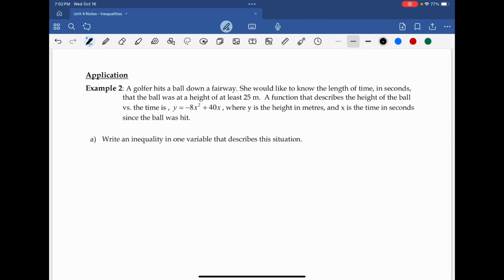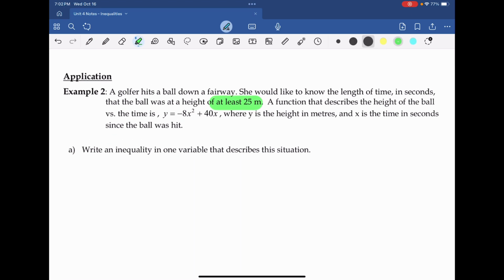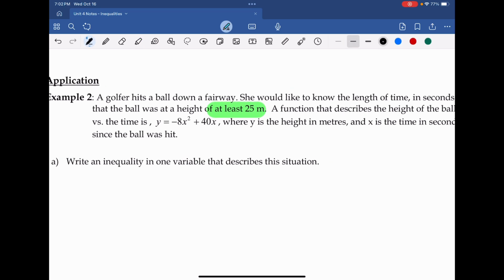Let's suppose we were given this problem. A golfer hits a ball down the fairway, and she would like to know the length of time in seconds that the golf ball was at a height of at least 25. This is where we should highlight this information. As soon as you see key terminology like that, especially in the inequalities unit, I want you to arrow down to this and say, when they use the keyword at least, this means we must be talking about where it's greater than or equal to, because at least means 25 is the bare minimum she's looking for, and then she's looking for obviously the values that include the above.